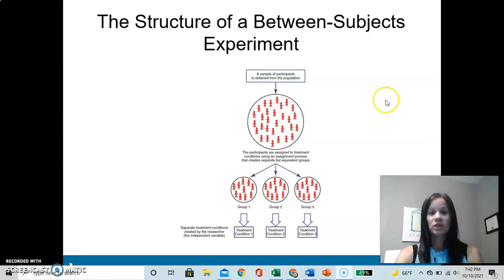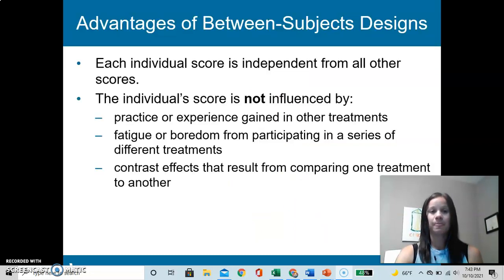So here's an example of the structure. I have a sample of participants that have participated in my research, and then I divide them into three equal groups, or as equal as possible. Here's one group, they would get treatment condition 1. Here's another group, they would get treatment condition 2. And here's another group, they would get treatment condition 3. So again, each group is only getting one of the conditions.